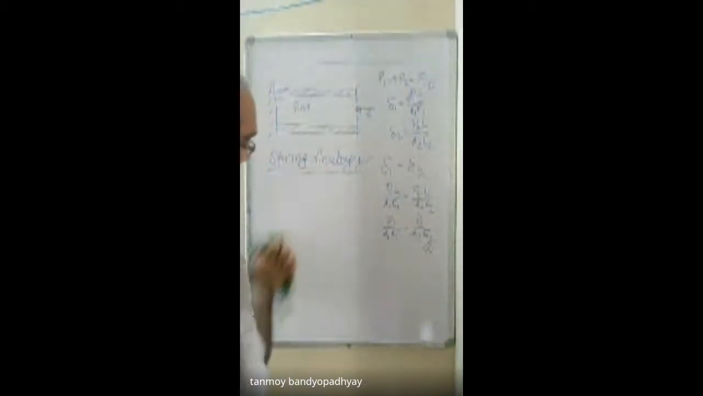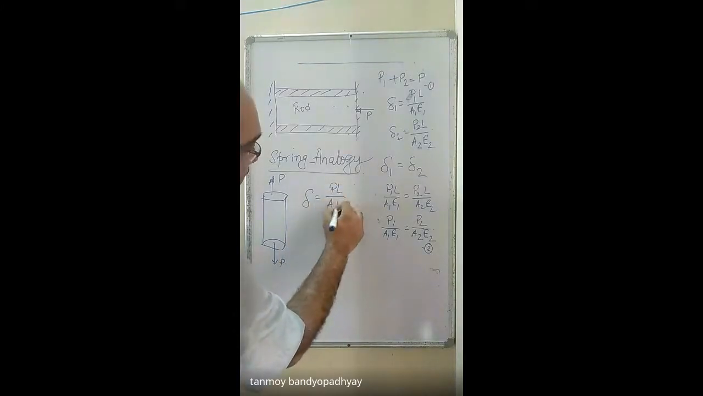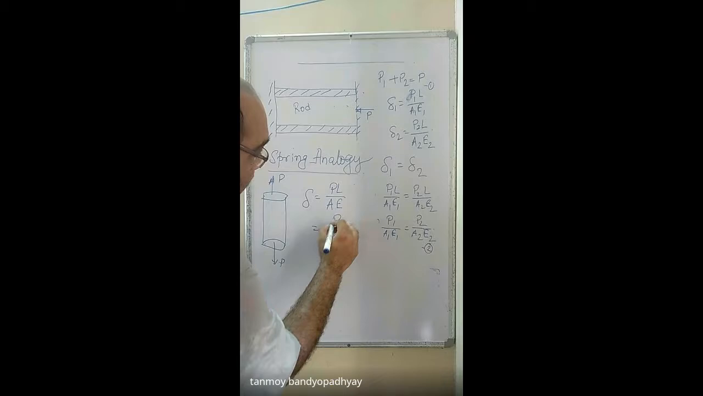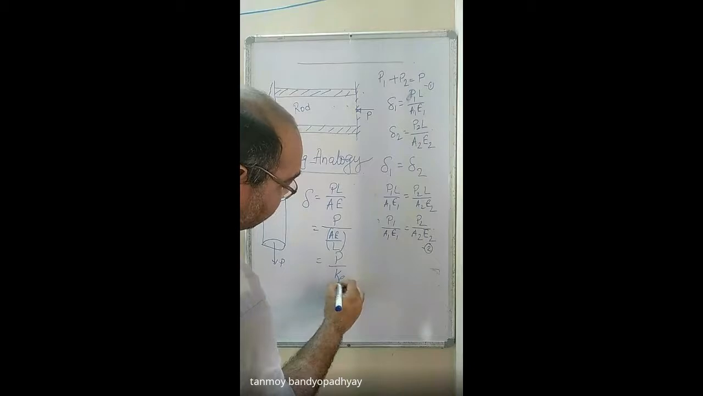So coming to the spring analogy means everything that we assume is made up of a spring. Everything in this world, be it a mild steel specimen, be it a concrete specimen, we assume that it is made of a spring. So how can we do the analysis? Suppose I am having a bar like this. This is the load acting on the bar. So this is P, this is P. What is delta? Delta is equal to PL by AE. So I can write it as P divided by AE by L. So I can write it as P by K equivalent.